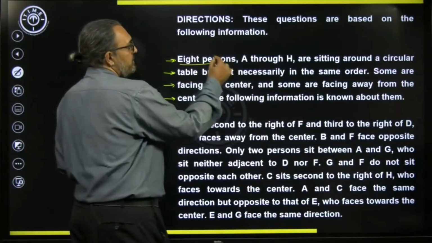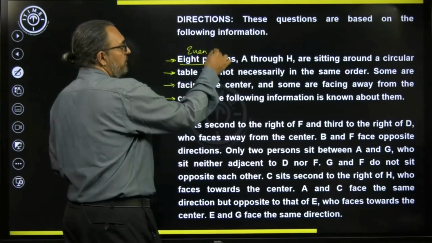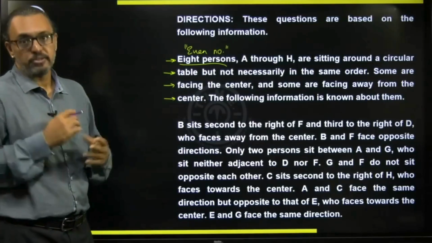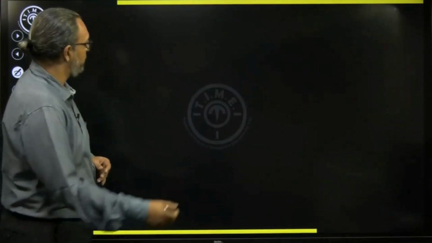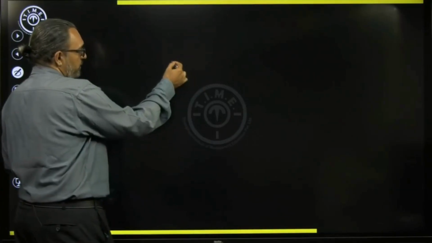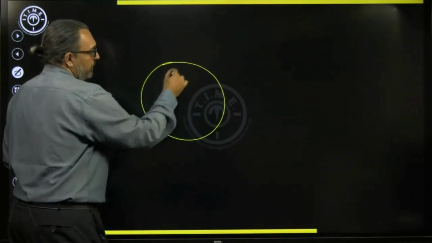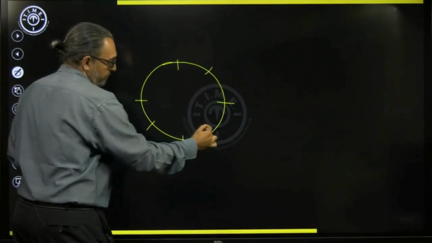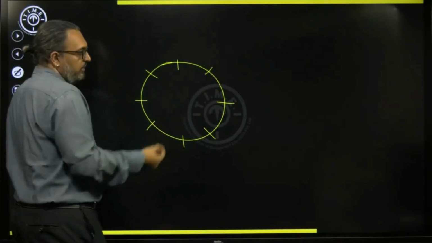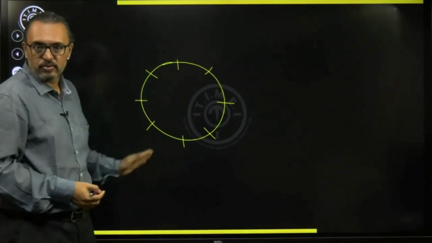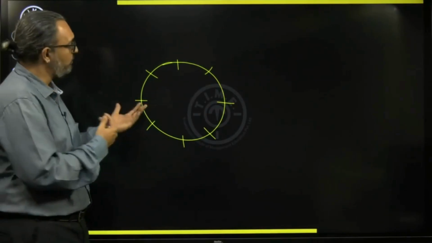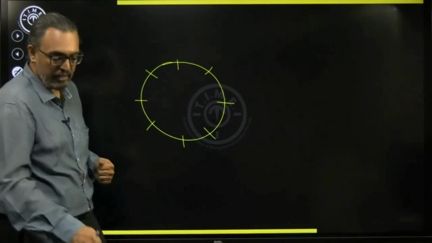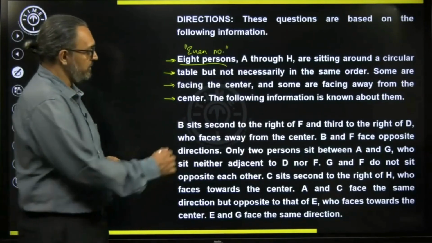Now, since 8 persons, 8 is an even number, so you will definitely have positions in opposites. So, let us take the arrangement first. So, we have a circle, 4 pairs of opposites is what we will get. If I space them out equally like this, I will have 4 pairs of opposites, 8 people. But I cannot give the directions because I don't know, some are facing the center, some are facing away from the center, right. Now, let us see what the information is given.